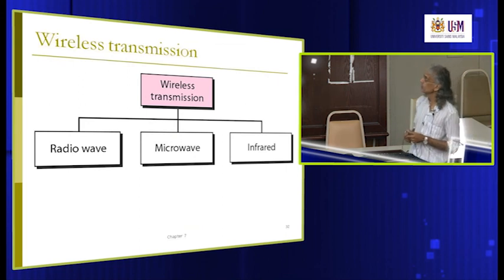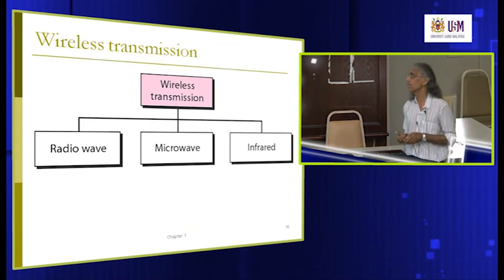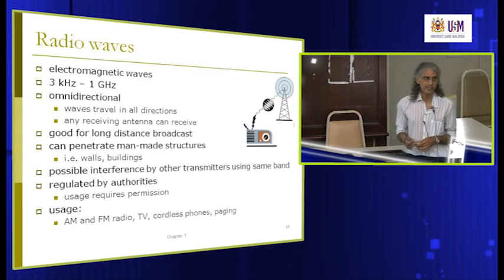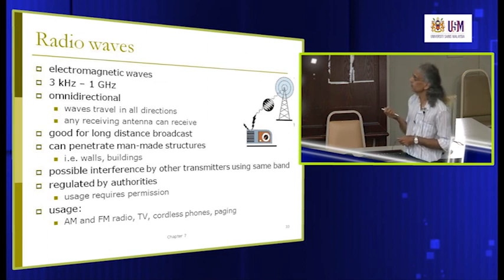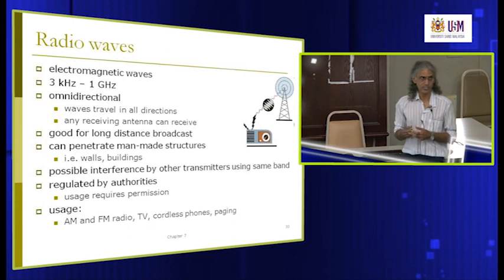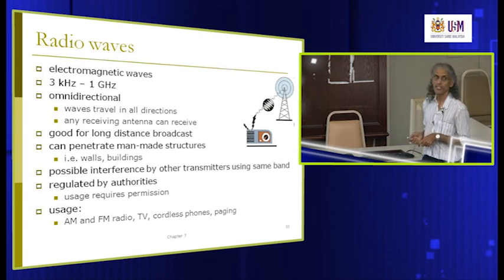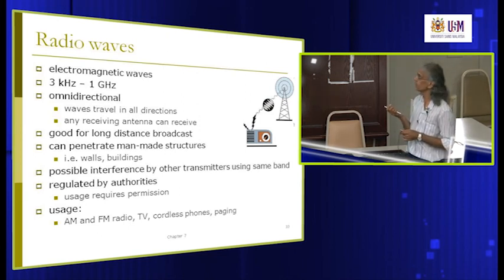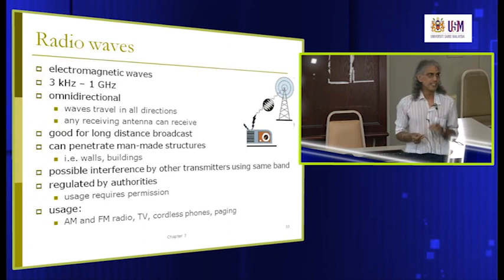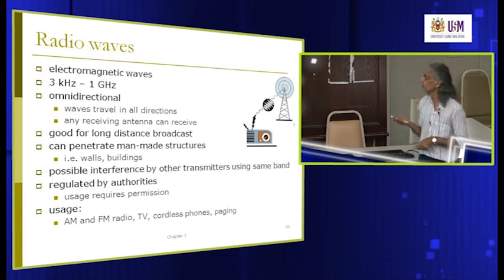In this particular chapter, we're going to take a look at three different types of wireless transmission: radio wave, microwave, and infrared. So radio waves are basically electromagnetic waves. When we say radio waves, it's basically the range of 3 kilohertz to 1 gigahertz. These are the frequencies of the signals which we classify as radio waves. The property of these radio waves is that they are omnidirectional, meaning they travel in all directions from the antenna, so any receiving antenna can receive.